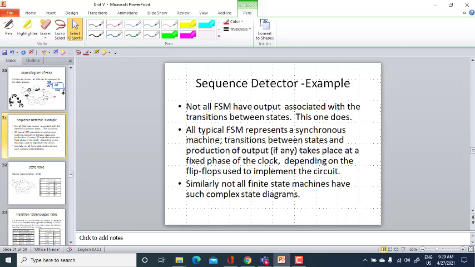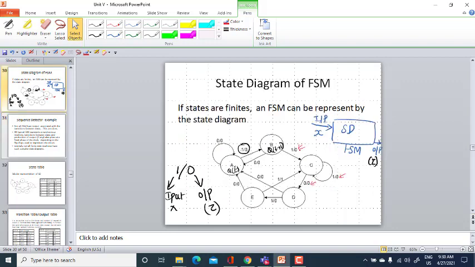Similarly, not all finite state machines will have this sort of complex diagram. Here, from state A to B, when my input is 1 and my state is A, the output is 0. And when the present state is A and my input is 0, my output is 0. Like this, it is a complex diagram. Let us identify this, or the analysis can be done by this complex diagram itself.